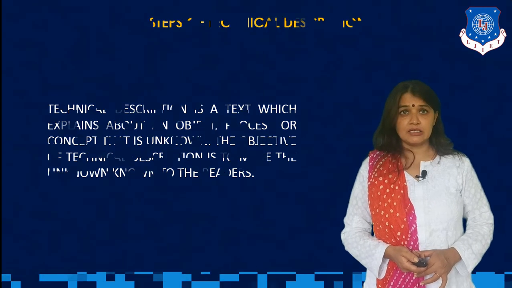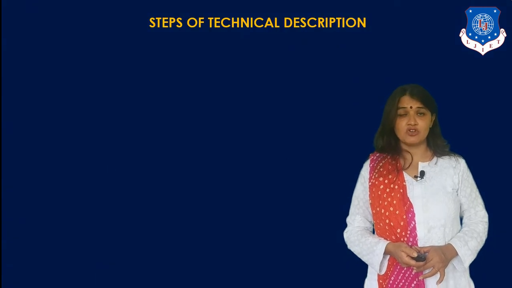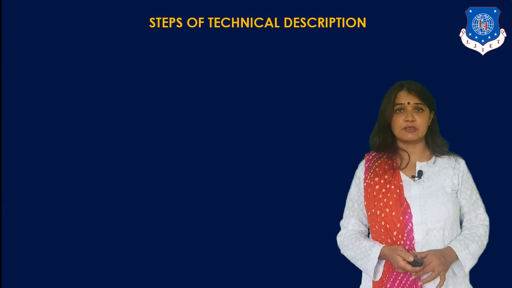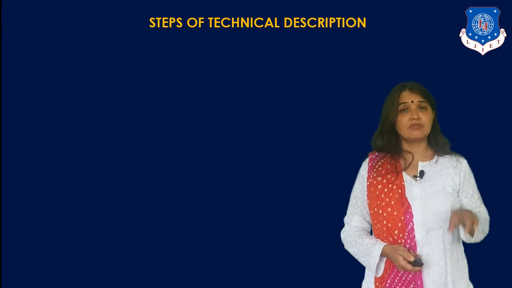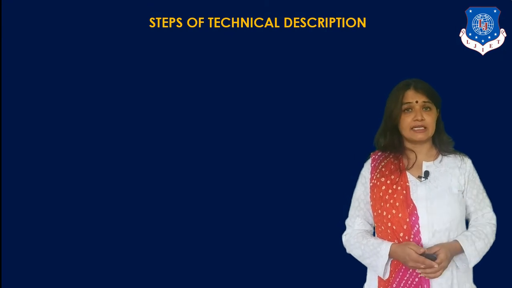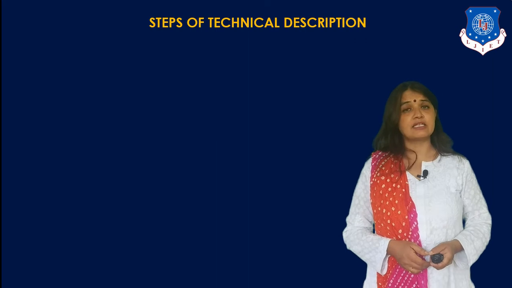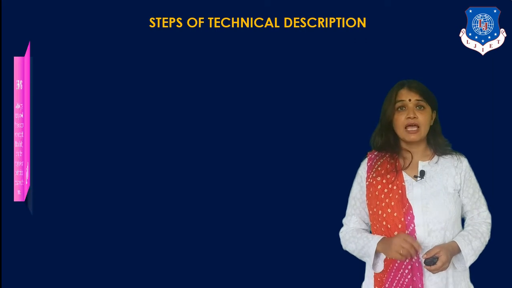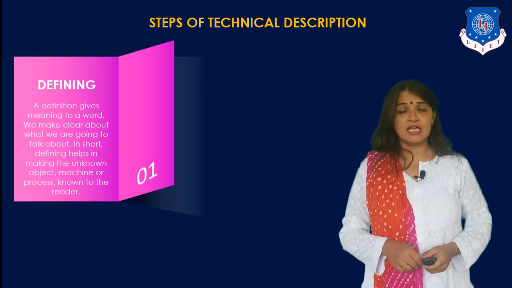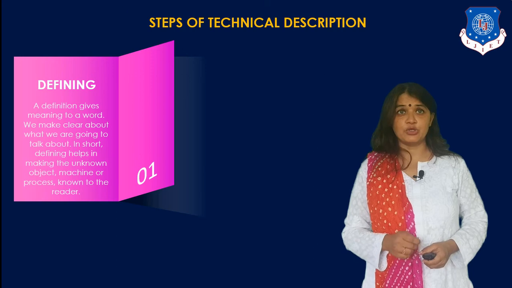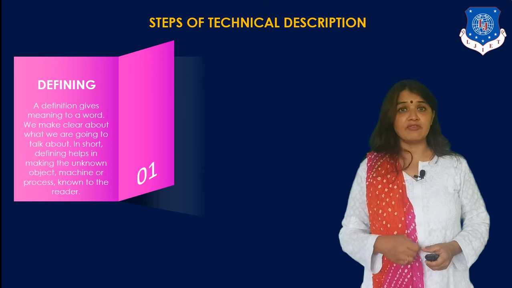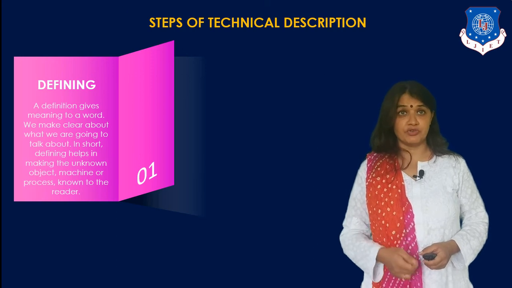So let us see what the different steps of writing a technical description are. Mainly there are two steps. Step number 1 is defining. Defining actually helps in giving the meaning to a particular word.